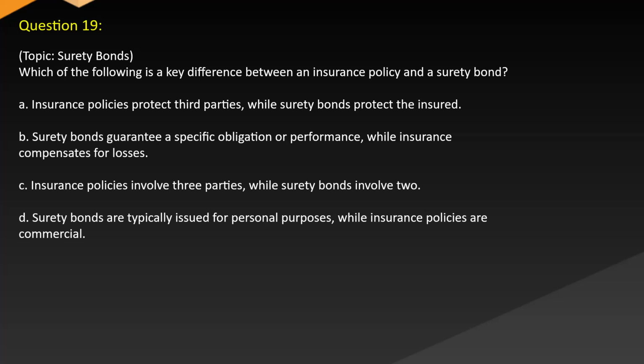A. Insurance policies protect third parties, while surety bonds protect the insured. B. Surety bonds guarantee a specific obligation or performance, while insurance compensates for losses. C. Insurance policies involve three parties, while surety bonds involve two. D. Surety bonds are typically issued for personal purposes, while insurance policies are commercial.